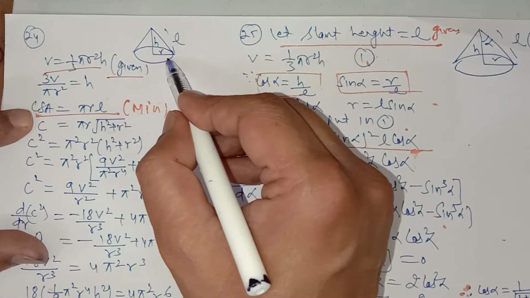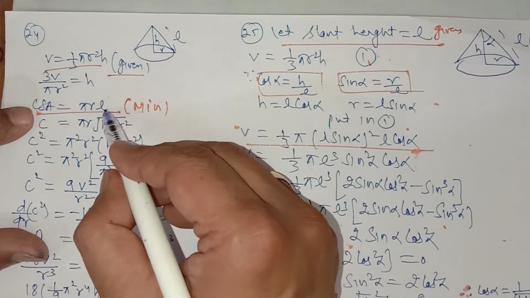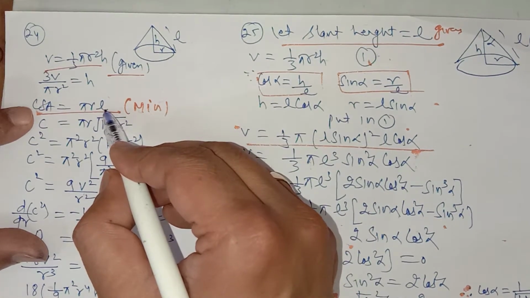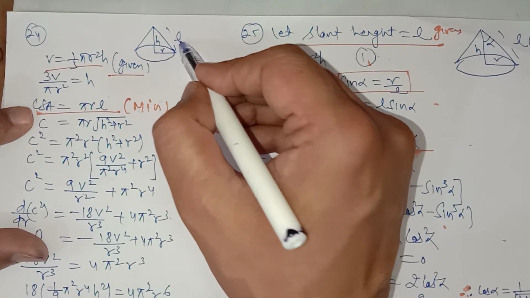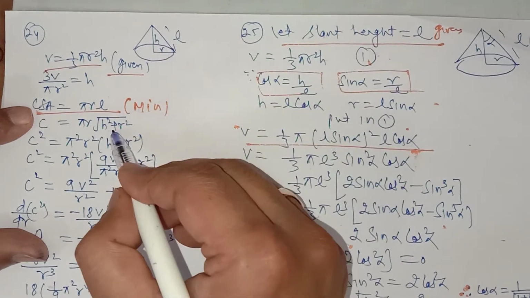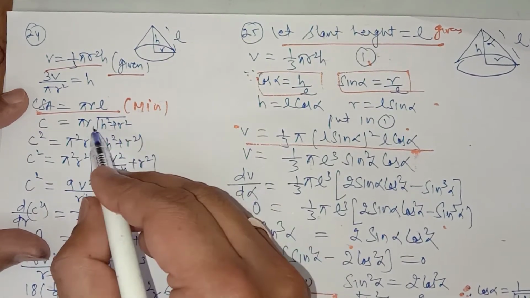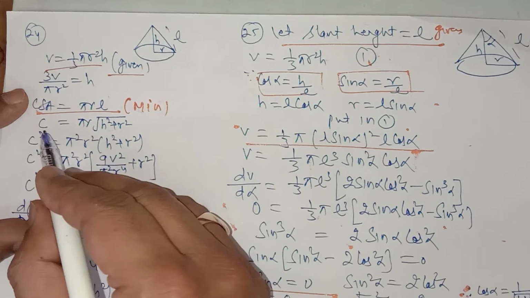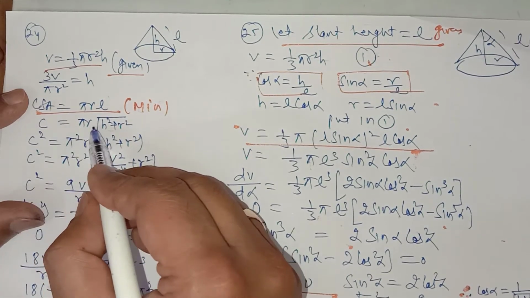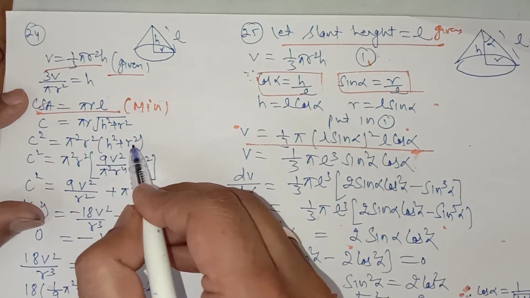Curved surface area is pi r l. Now we don't know the value of l, so using the Pythagoras theorem, l will be under root h square plus r square. Squaring both the sides, you remove this square root, so c square will be equal to pi square r square in the bracket h square plus r square.